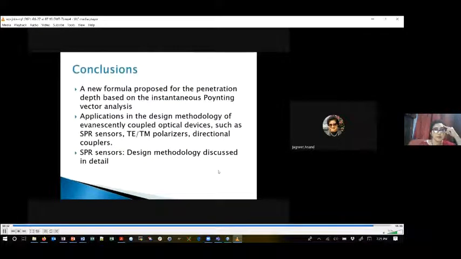So I will conclude that we have proposed a new formula for the penetration depth of the instantaneous Poynting vector, and we emphasize that this formula can be used to find applications in the design methodology of evanescently coupled optical devices such as SPR sensors, EETM polarizers, and directional couplers. And we have discussed the design methodology of SPR sensors in detail in the present presentation.